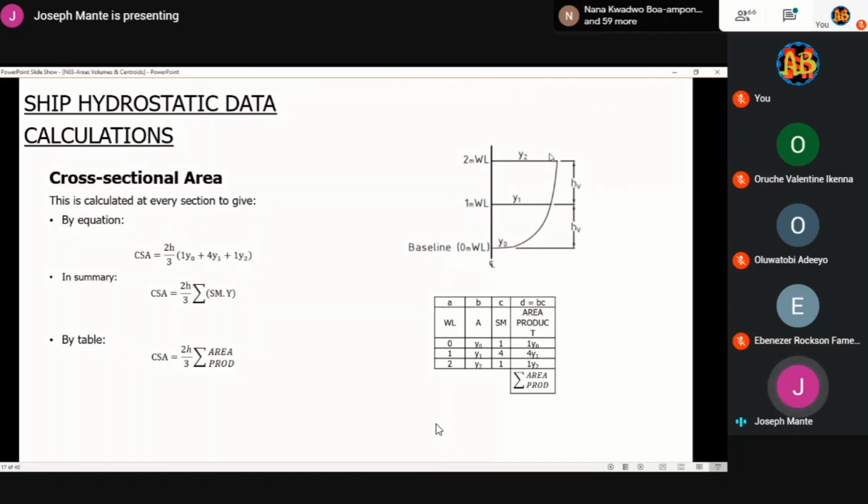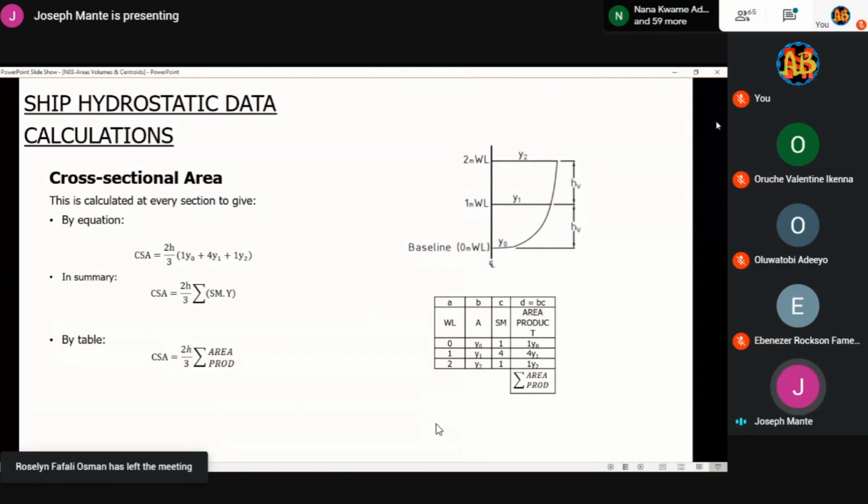to give by the equation CSA, which is equal to 2h over 3 into bracket 1 y naught plus 4 y naught and all that. So here we have the y naught down. This one is not water plane now, but now it's cross sectional area. So for instance, in your building that you are staying in now, when you cut it, you will see some vertical section. So this is the vertical section, and we have the baseline being the water line.